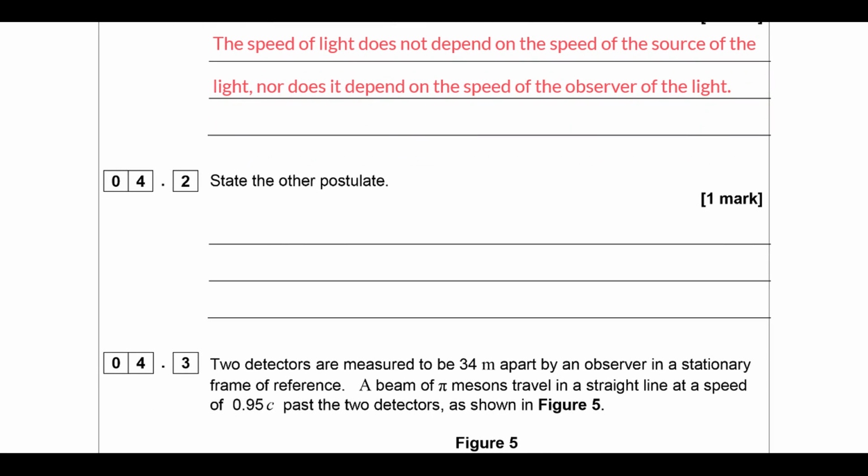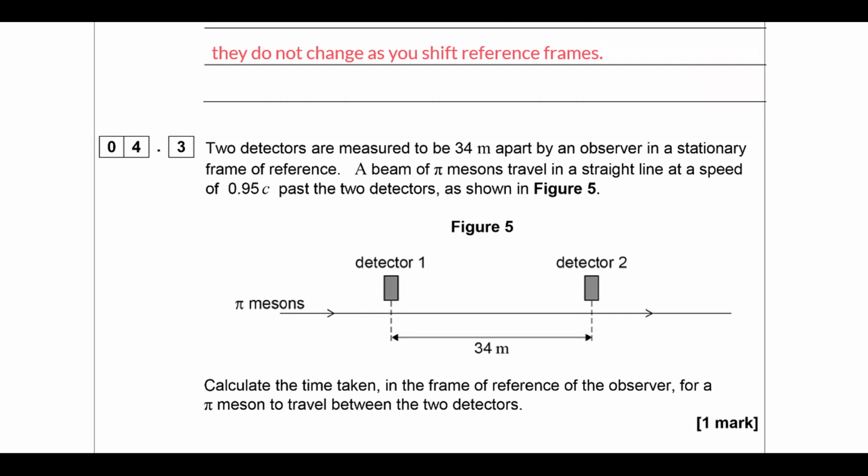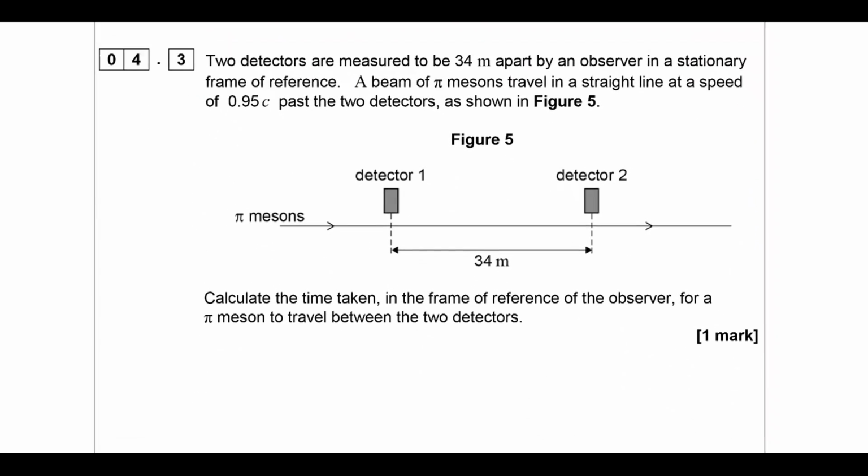Then it's asking us for the other one, and the second postulate is that the laws of physics apply in any inertial reference frame, so they shouldn't vary from one to another. Okay, so just some basic fact recall type questions. So then let's move on to 4.3.